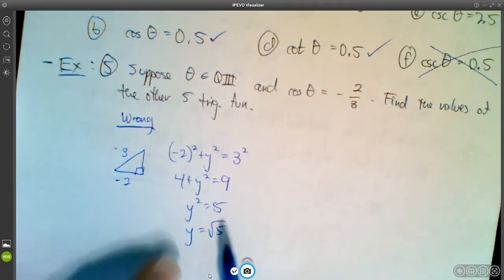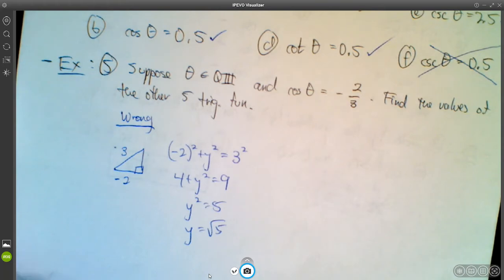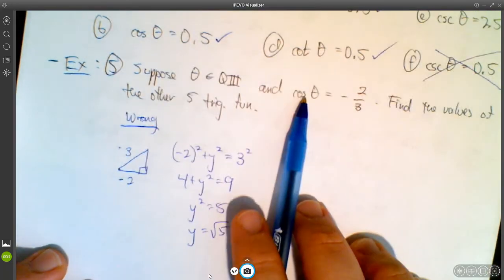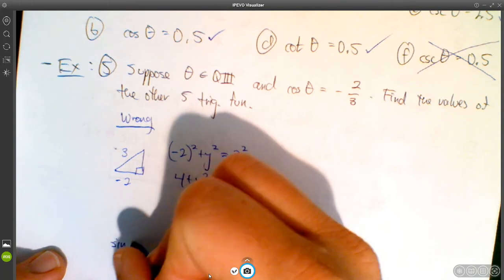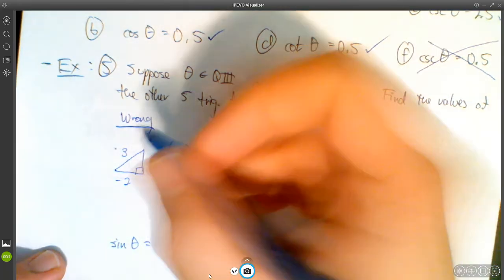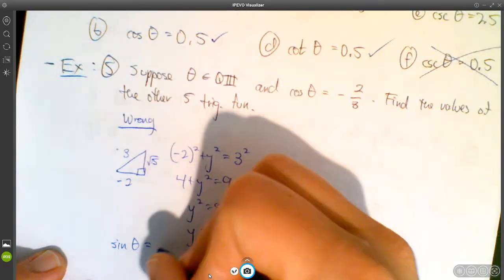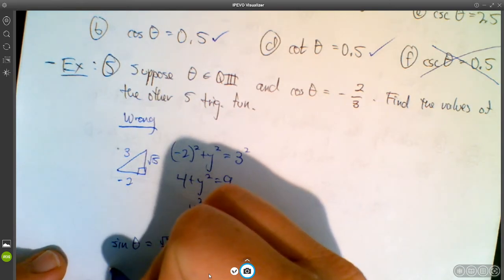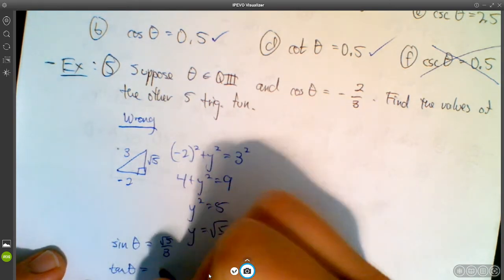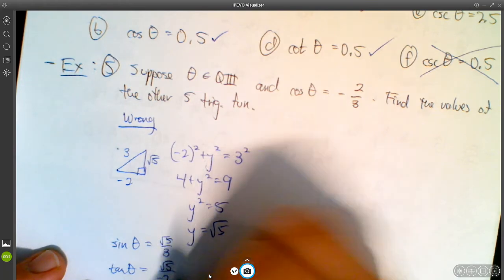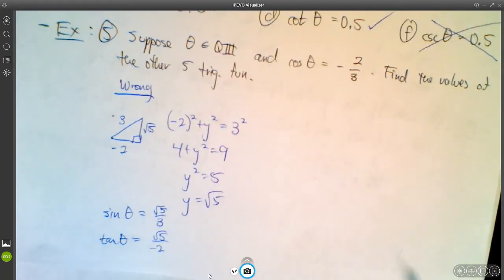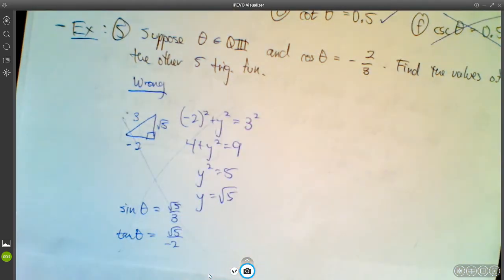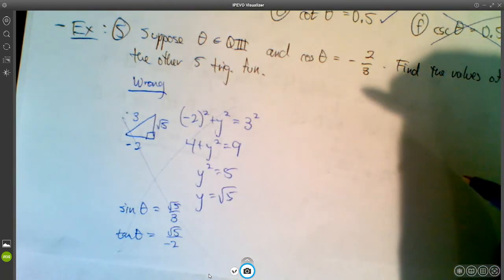Anyway, so they'll say y equals square root 5, right? And then they'll start to list off their trig functions. They'll say, all right, so I was given cosine, but maybe I can write down, sine theta is y over r. So they'll say it's root 5 over 3, and then cosine theta was given, and then they'll say, tangent theta is y over x, and so forth, and they'll write down their answers. This is wrong. You're only off by a sign. Really, y should be negative root 5 here, okay?